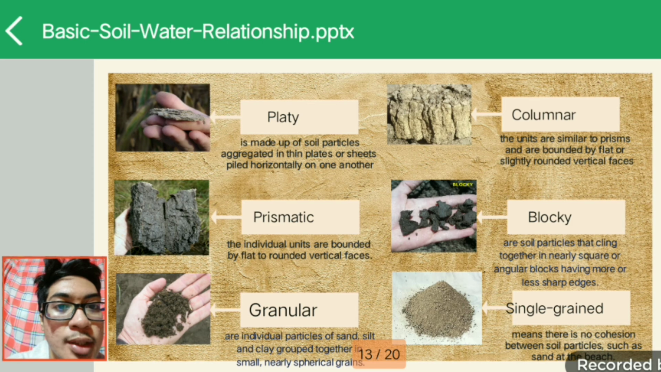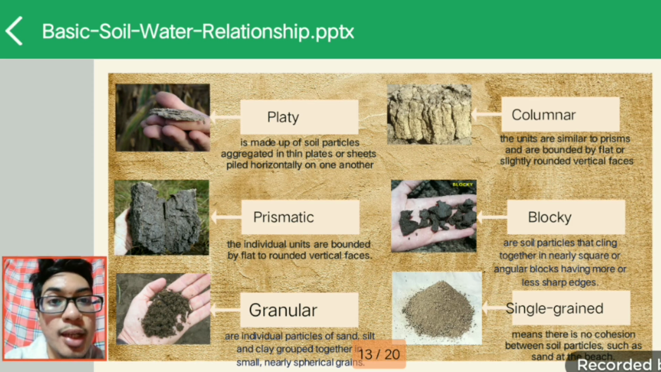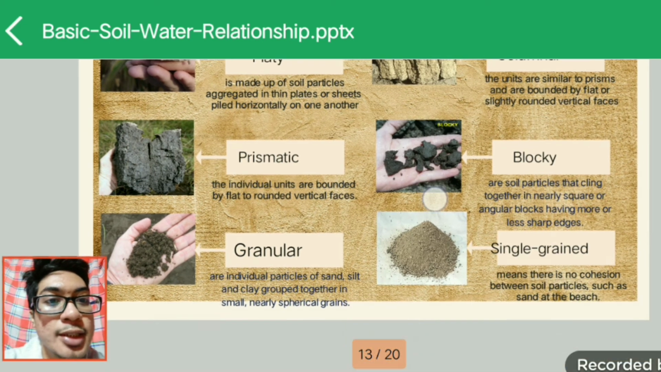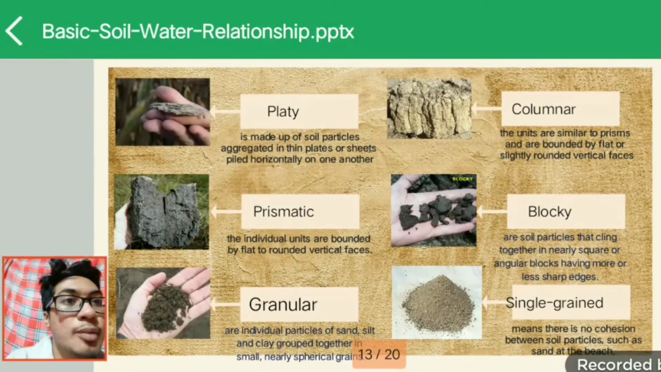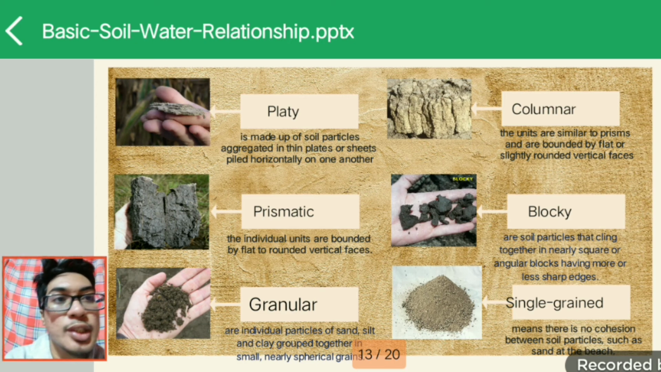Granular, fine grains type of soil or arrangement, are individual particles of sand, silt, and clay grouped together in small, nearly spherical grains. Columnar, the units are similar to prisms and are bounded by flat or slightly rounded vertical faces. You can see it in the picture. That's how they differ from each other.